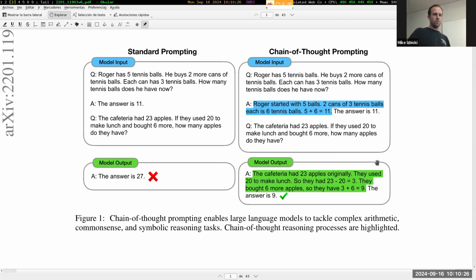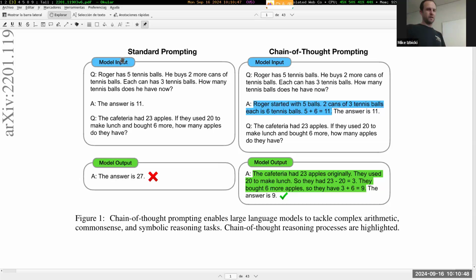So this key figure here, what is it telling us? On the left-hand side, we have this standard prompting. There's this Q and A, and there's some sort of puzzle here. Roger has 5 tennis balls. He buys 2 more cans of tennis balls. Each can has 3 tennis balls. How many tennis balls does he have now? And the answer is 11. And so this is an elementary school sort of word problem that you have to figure out.